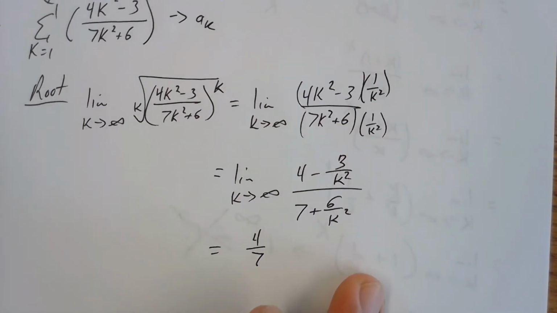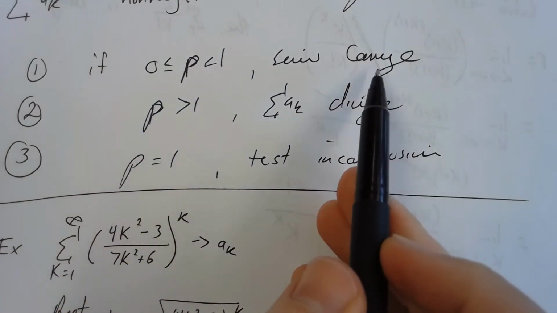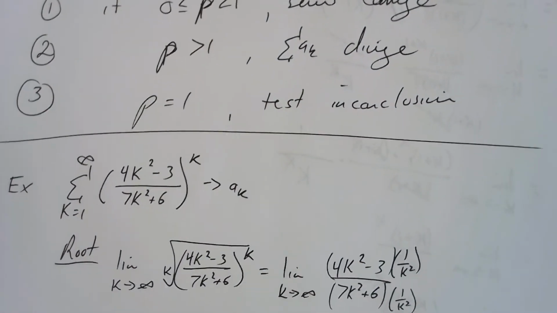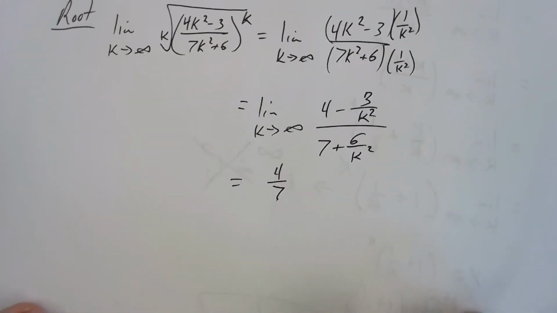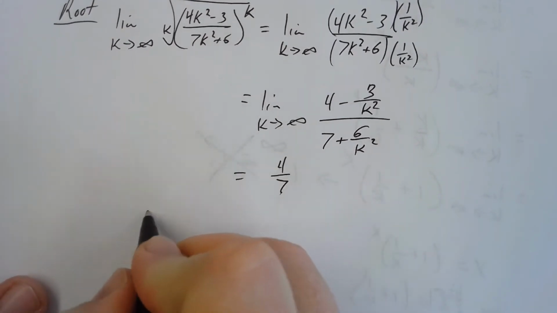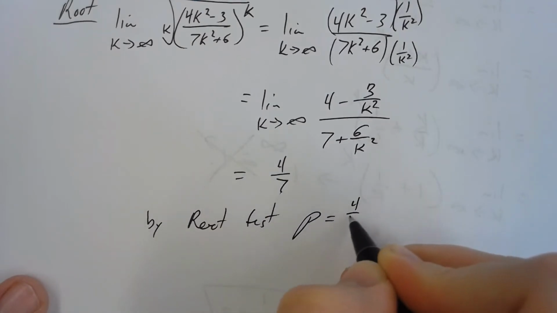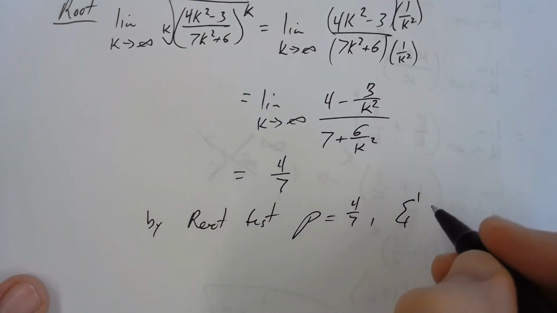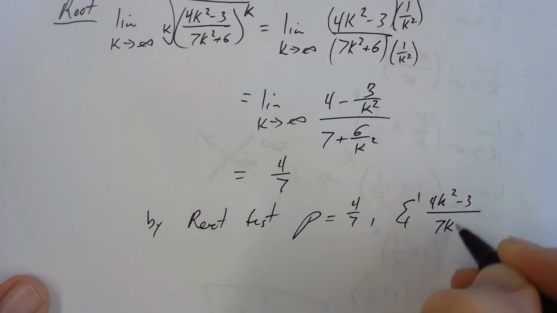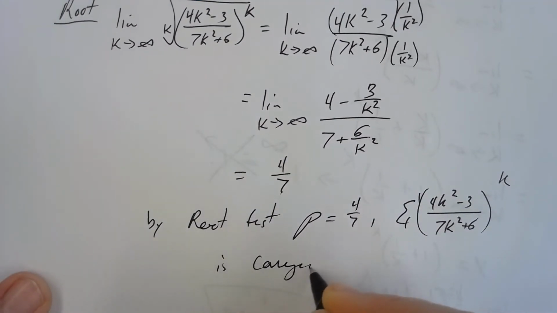Now let's return one more time to the definition of the root test. If we have a value that's between 0 and 1, then the series will converge. If we have a value that's greater than 1, then the series will diverge, or if it's equal to 1, then the test is inconclusive. In this particular case, I'm getting a value that's less than 1, so I can state that by the root test, with rho equal to 4/7, the original series of (4k squared minus 3 over 7k squared plus 6) all to the power of k is convergent.